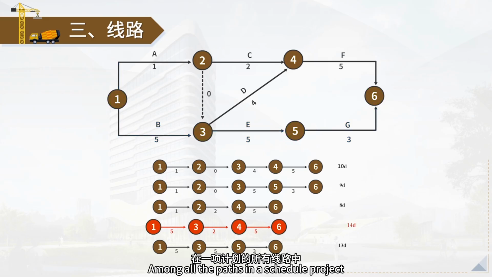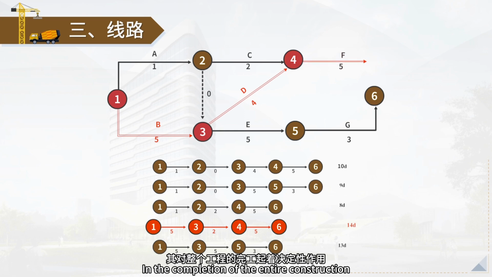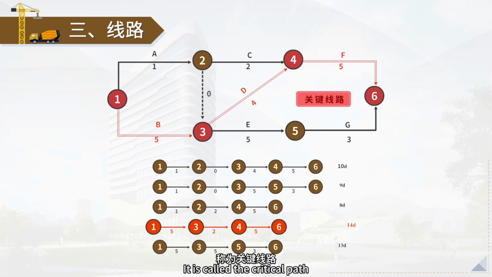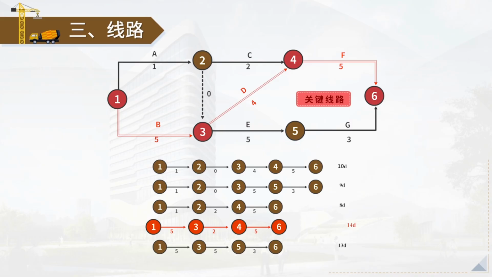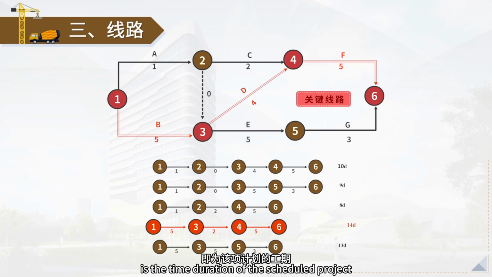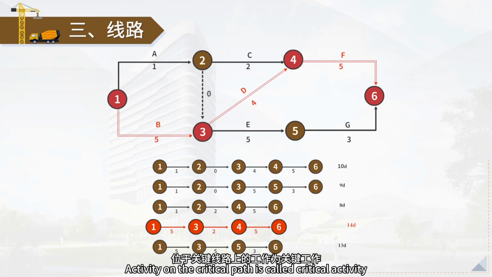Among all the paths in a scheduled project, the path with the longest time duration plays a decisive role in the completion of the entire construction. It is called the critical path. The remaining paths are called non-critical paths. The time duration of the critical path is the time duration of the scheduled project. Critical paths should be marked with bold arrows, double arrows, or colored arrows to highlight their important roles in the network schedule. Activities on the critical path are called critical activities.